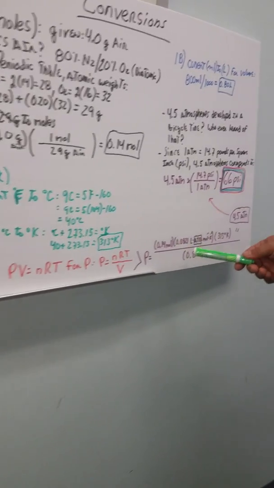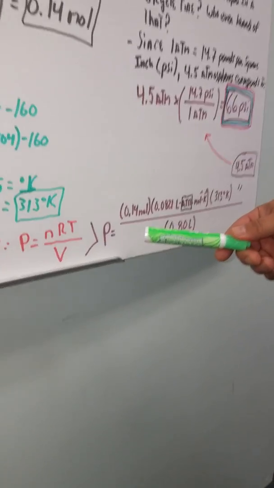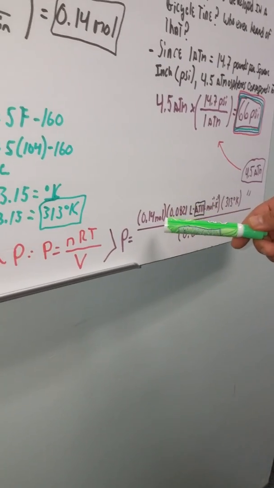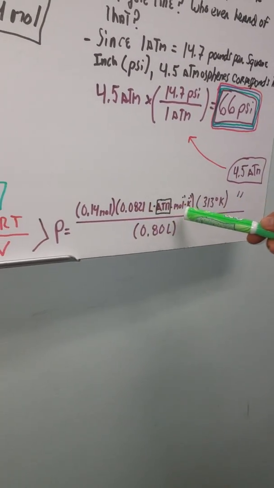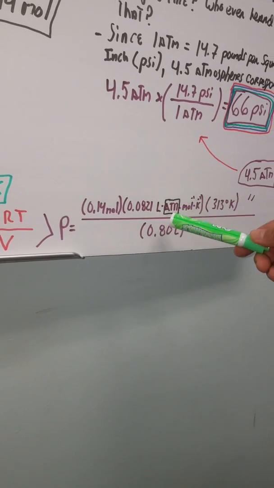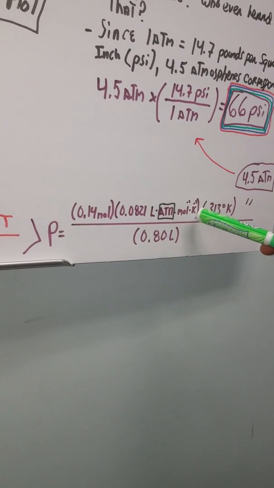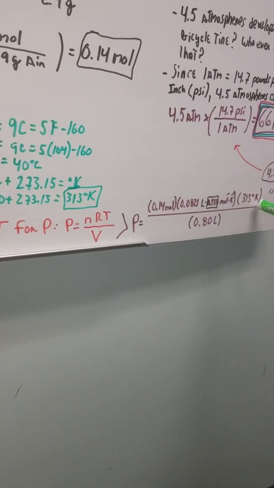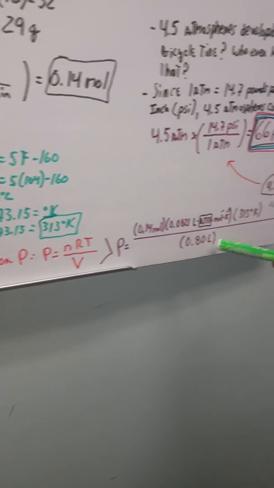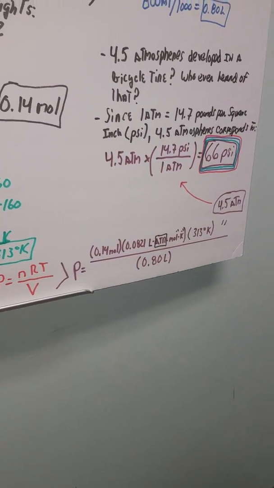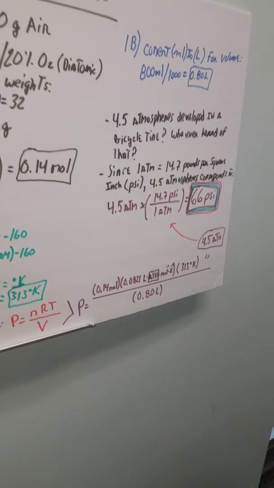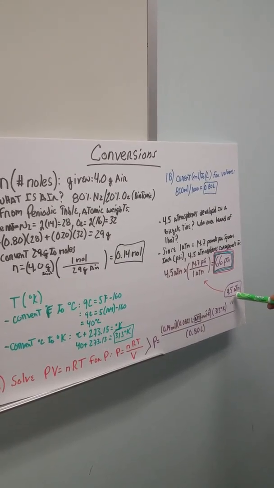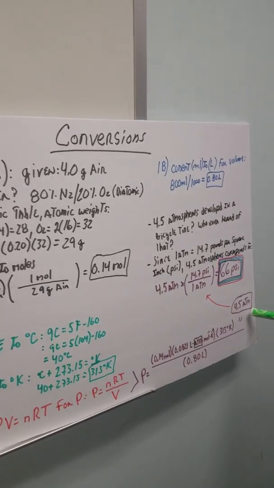So inputting our numerical values, first thing we're going to do here is pressure equals n, which is the quantity, 0.14 moles, times our specialty gas constant, which is 0.0821 liter atmosphere per mole Kelvin. Those are inverses, the moles and the Kelvin, times our temperature, T, 313, divided by our volume, 0.80 liters. So, just running through that, our basic mathematics, division, multiplication, we come up with 4.5 atmospheres.